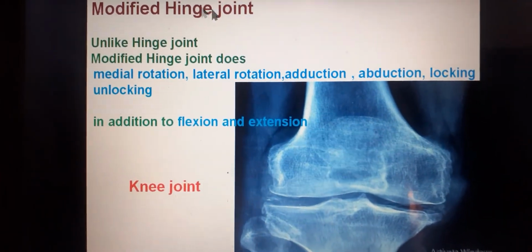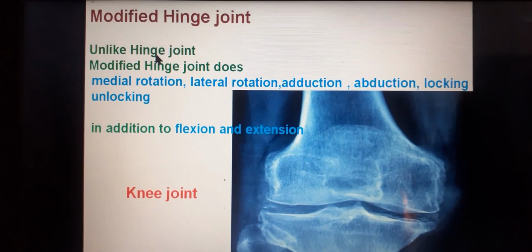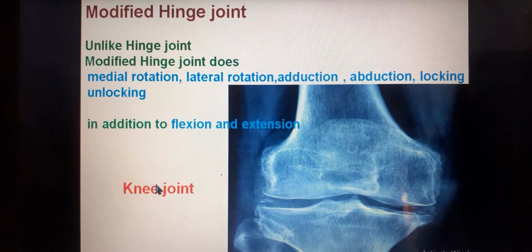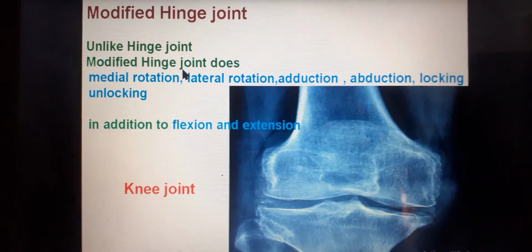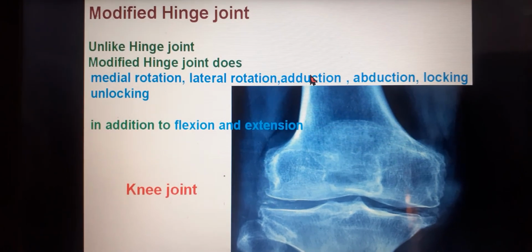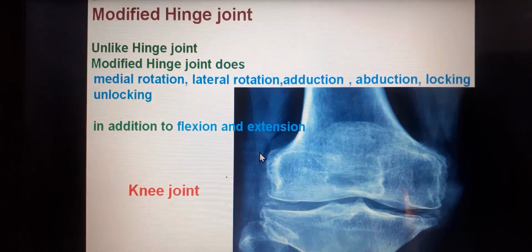Now modified hinge joint. What is the difference between the two? In hinge joint there is only flexion and extension, but the knee joint is a modified hinge joint which shows medial rotation, lateral rotation, adduction, abduction, locking, unlocking, in addition to flexion and extension.